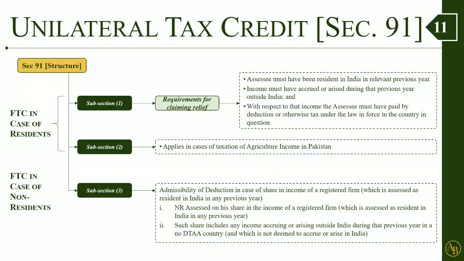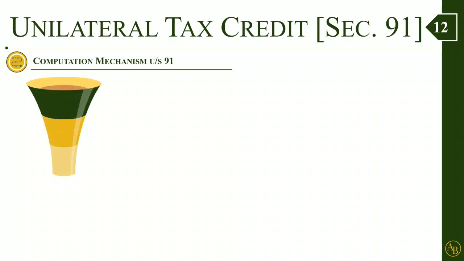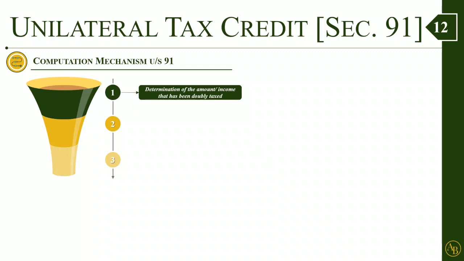So this is how section 91 has been structured in its entirety. We'll move ahead with the computation of tax rate in the next slide. Now, how does the computation mechanism work under section 91? There are three steps which we have to follow. First, we need to determine the amount of income that has been doubly taxed.